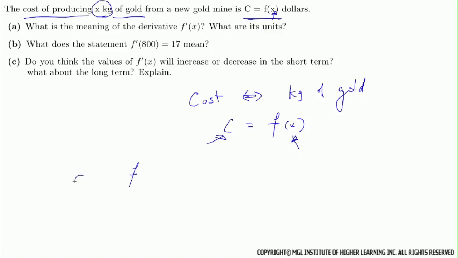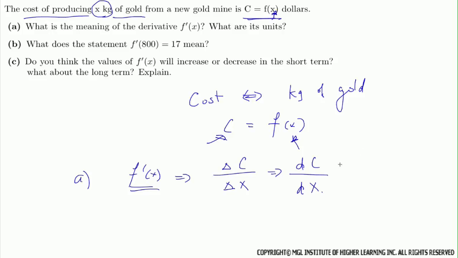So what does this mean? This is the instantaneous change. So general slope is this: change in cost divided by change in the kilogram, right? The derivative means instantaneous change in cost divided by the instantaneous change in the kilogram. So derivative is always a rate concept.